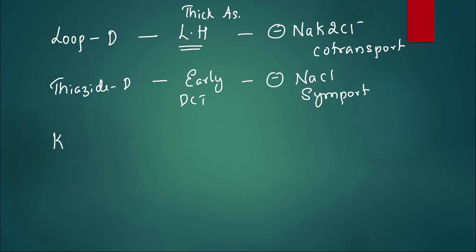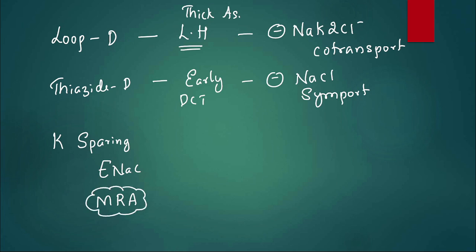Coming to potassium sparing diuretics. Number one, ENaC inhibitors, which are amiloride and triamterene, and the mineralocorticoid receptor antagonists or aldosterone receptor antagonists, spironolactone and eplerenone. All these act on the collecting duct. So let me repeat, ENaC inhibitors are amiloride and triamterene. Mineralocorticoid receptor antagonists are, what are those? Spironolactone and eplerenone. Now, can you tell me in the comment section which part of the nephron mannitol works on?